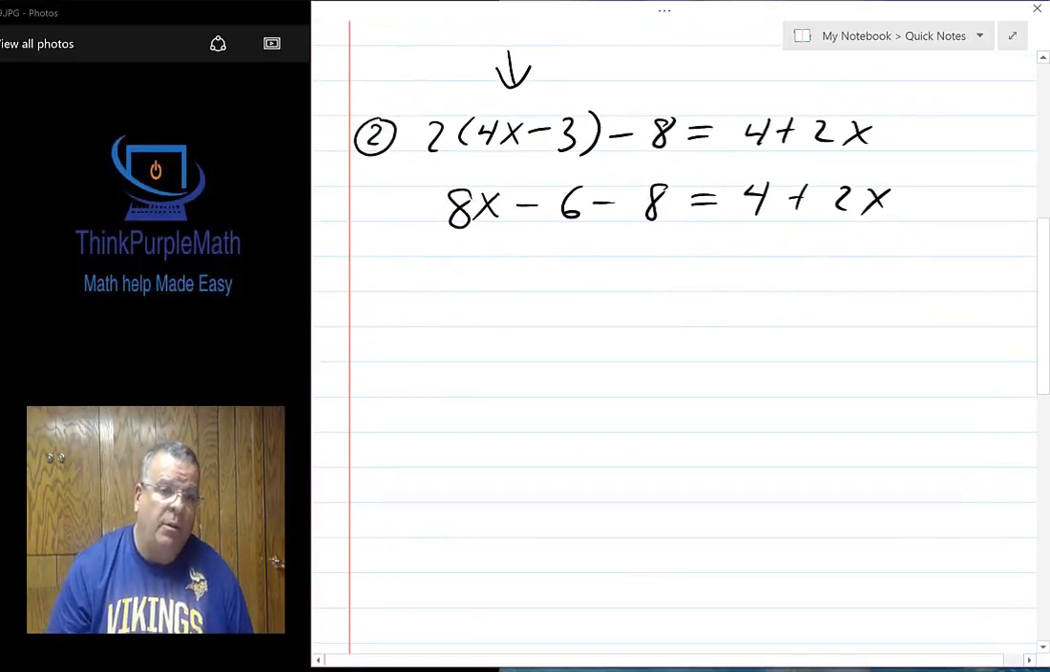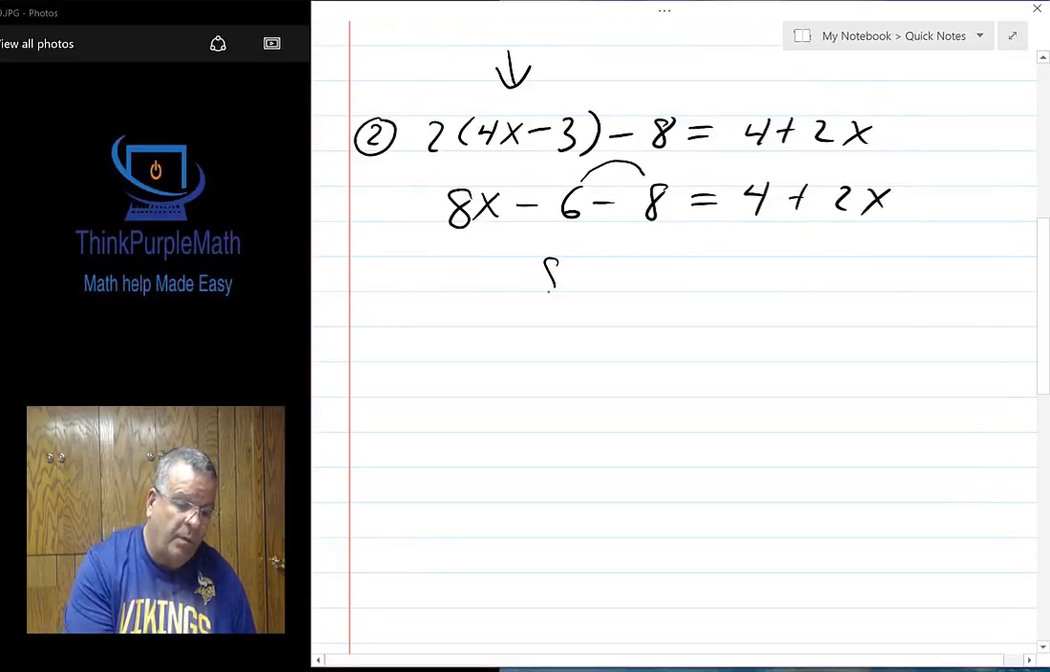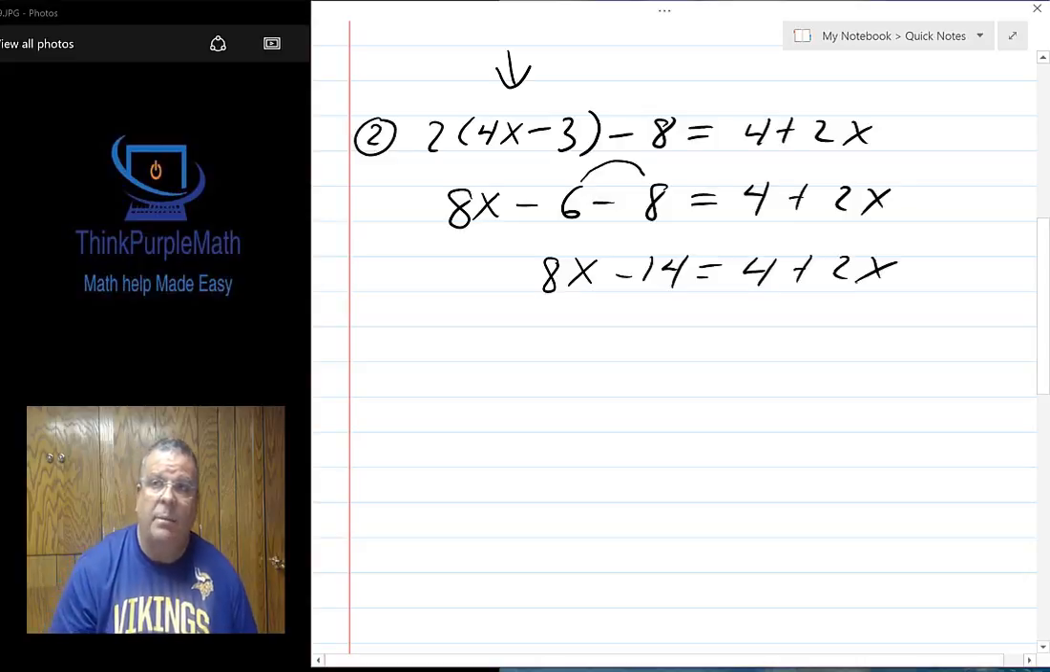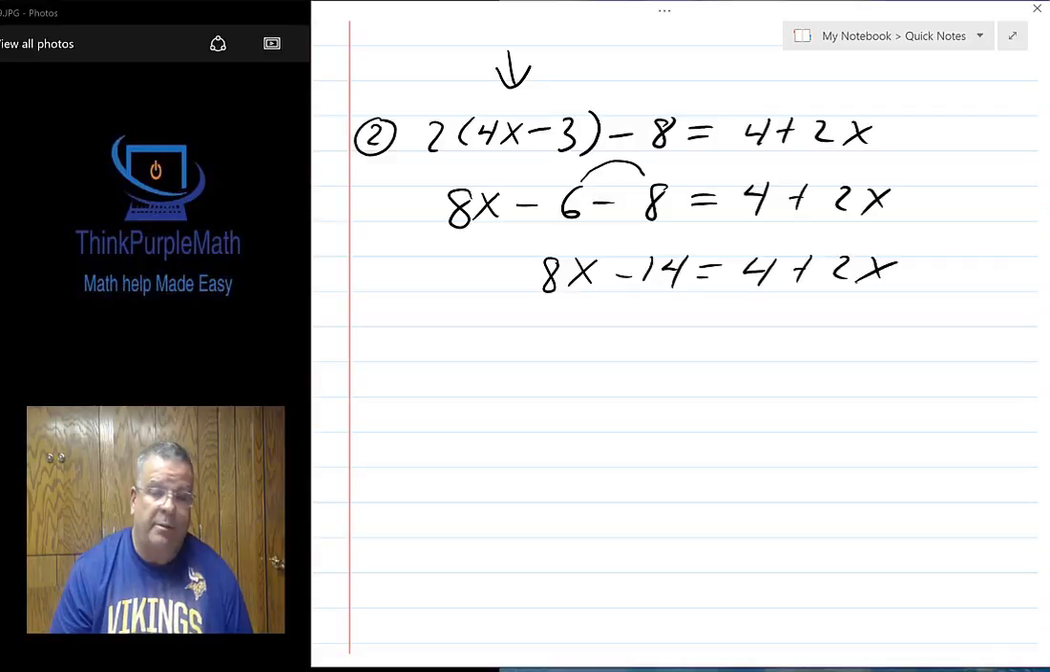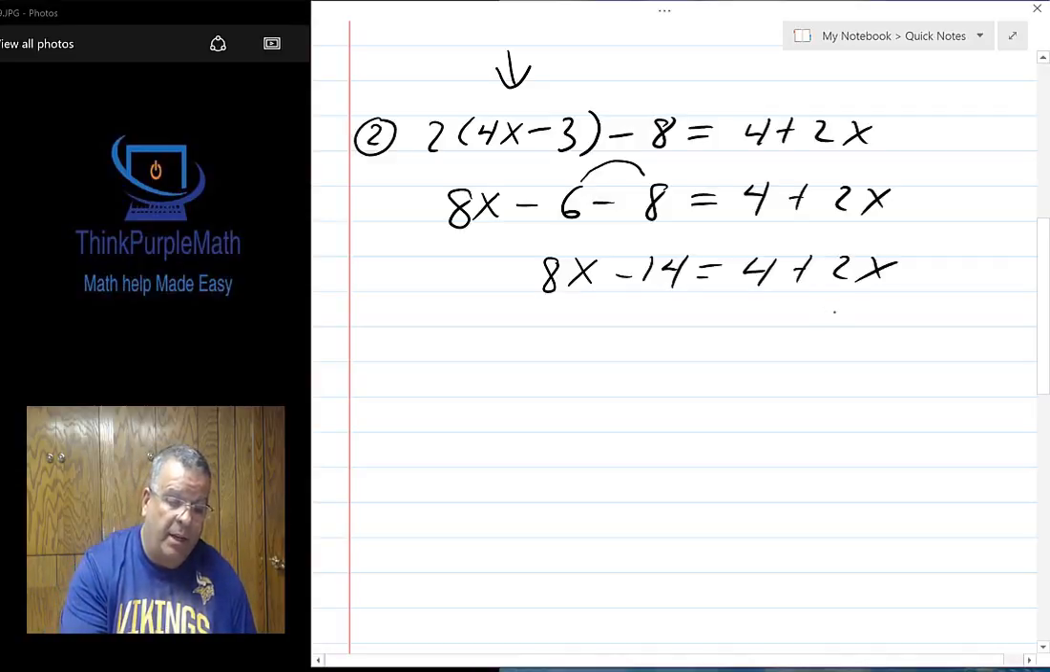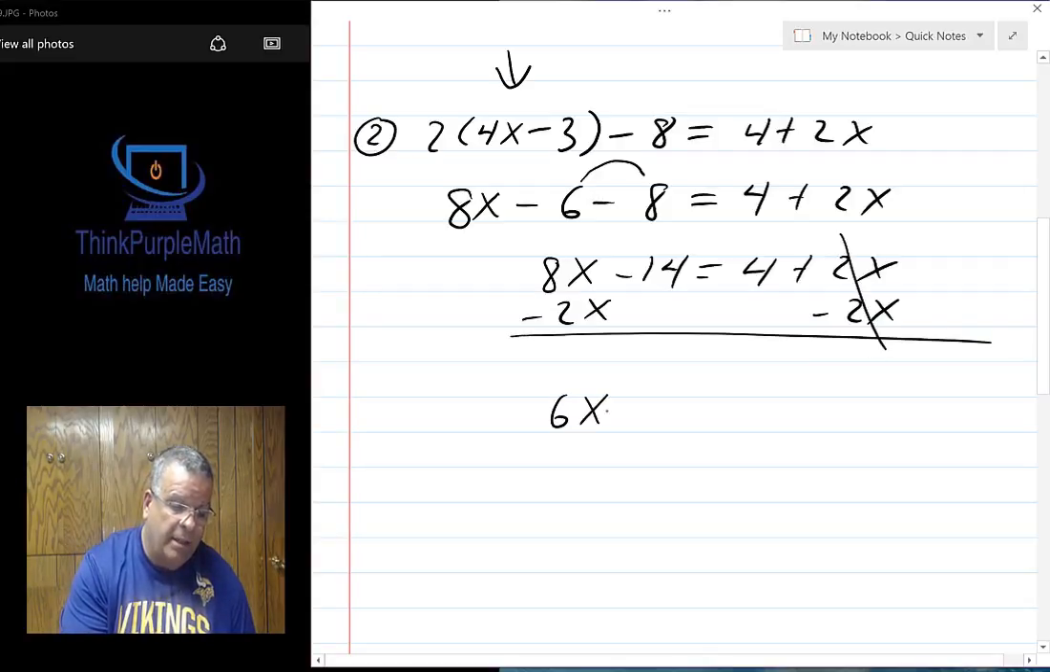Next thing we want to do is to get all our variables together, or combine like terms if it's possible. And we are going to combine like terms here. The -6 and the -8 can be combined. And our next result is 8x minus 14 equals 4 plus 2x. I'm going to go ahead and get all my variables together. That's kind of the way I do it. 6x minus 14 is positive 4.